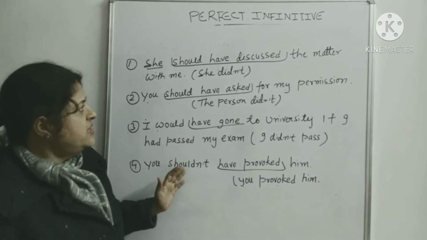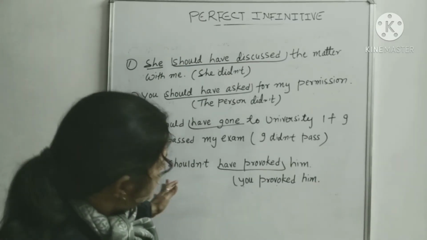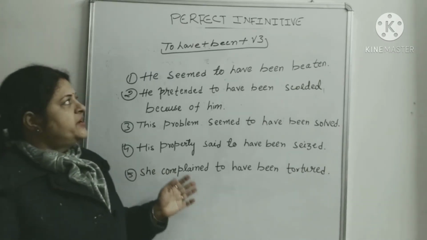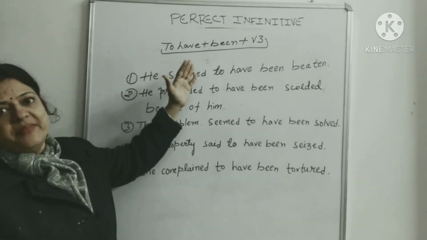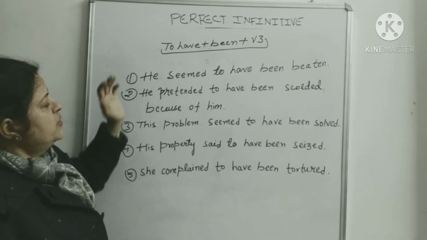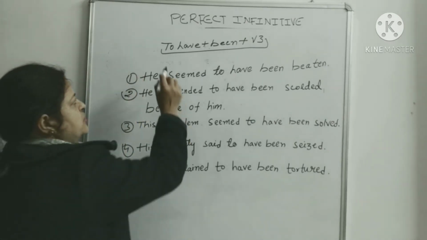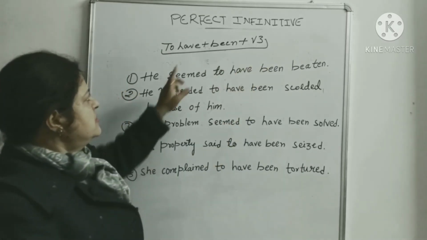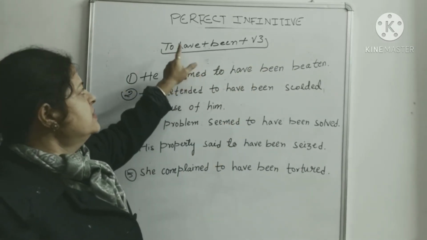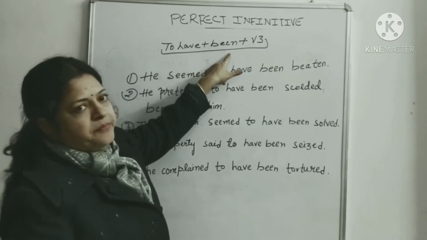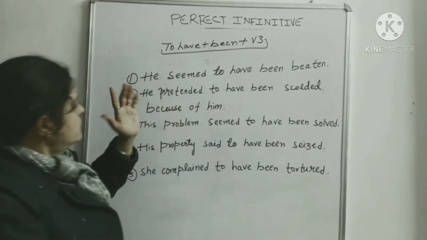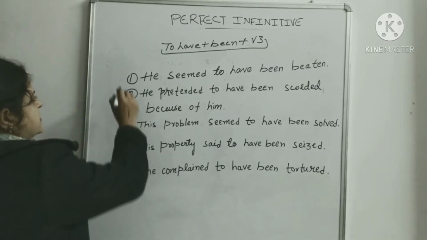So we will now see how can we make passive voice of perfect infinitive. तो हम यहाँ देखेंगे कि परफेक्ट इन्फिनिटिव कैसे पैसिव वॉइस में यूज किया जाता है। The formation is to have plus been plus V3. Okay, this is the formation of passive voice, to have plus been plus V3. V3 is past participle. Okay, so we'll see first sentence.